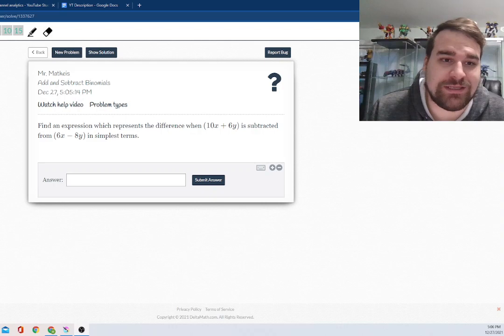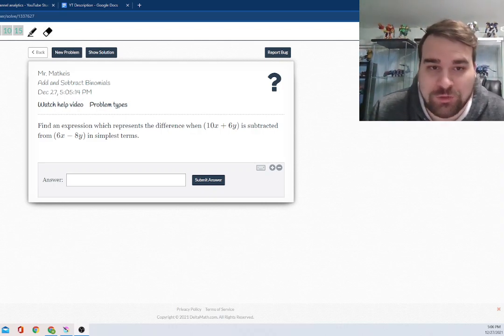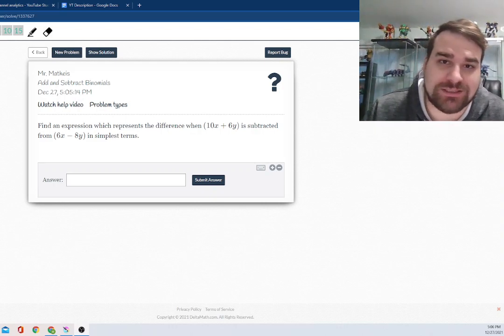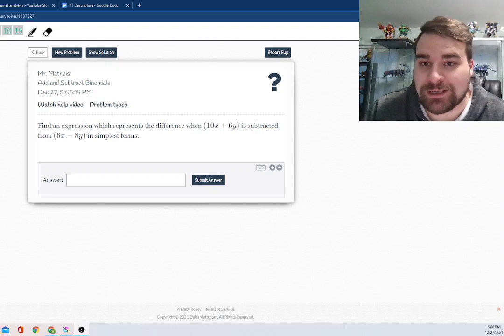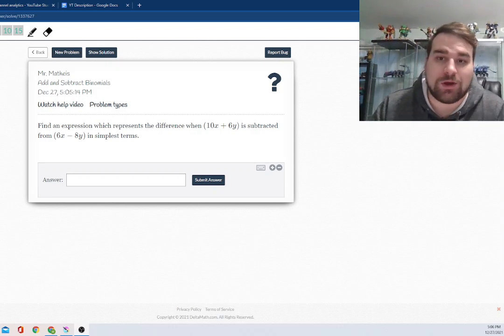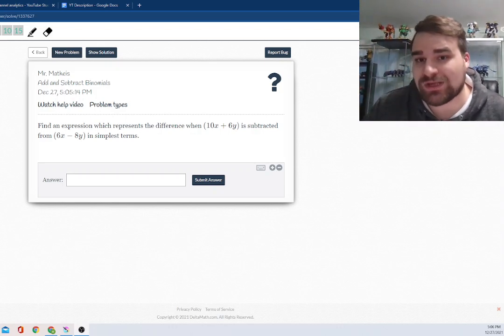Today, we're going to be taking a look at adding and subtracting binomials. Let's see what this question is asking us. It says, find an expression which represents the difference when 10x plus 6y is subtracted from 6x minus 8y in simplest terms. Okay, so there's a couple things going on here.